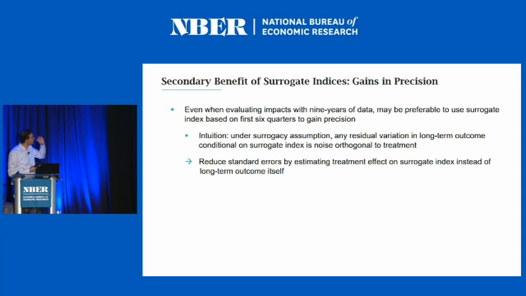So even when you do see the full 9 years of data, you may still want to use the surrogate index based on the first 6 quarters because it will reduce noise in your estimate. So why does that happen intuitively? Under the surrogacy assumption that the treatment effect is running only through the surrogates, everything that happens after that point is noise relative to treatment, right? It's just pure noise orthogonal to treatment by assumption. And so it makes sense that you can reduce your standard errors essentially by estimating the treatment effect on the surrogate index instead of directly on the long-term outcome.